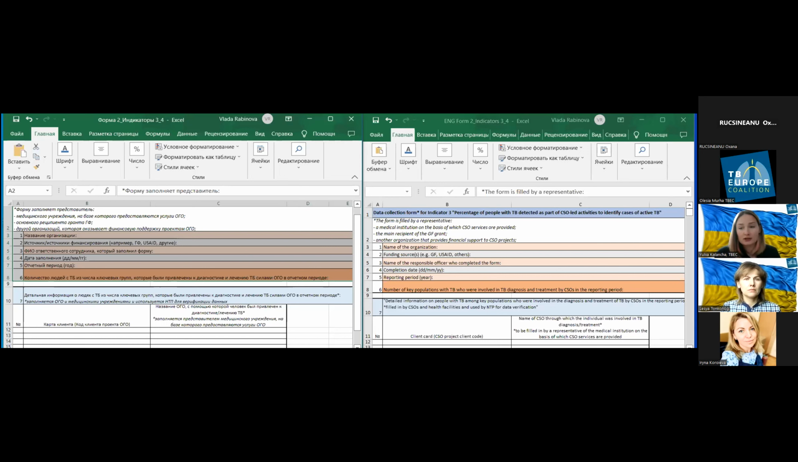And in this case, your reports should somehow correspond. Most likely, it will not correspond to the data provided by the NTP, but for this purpose you need to be officially involved into the data collection, to provide an alternative data report to the United Nations.